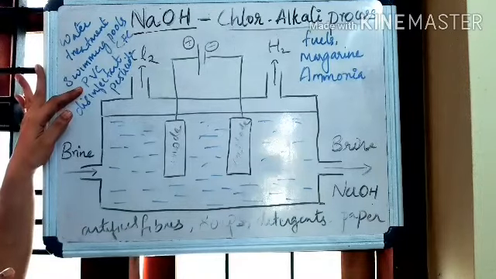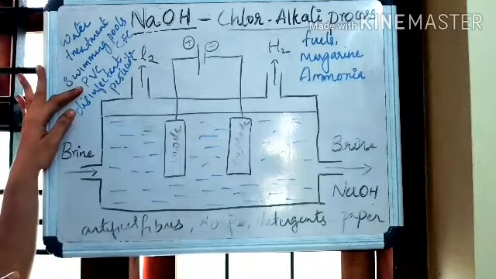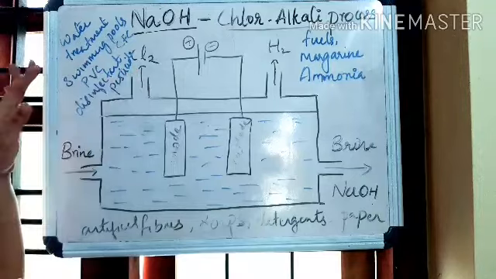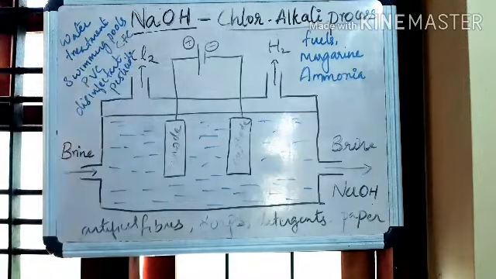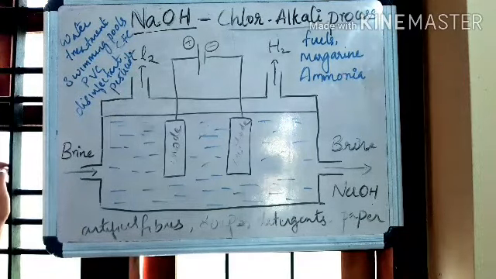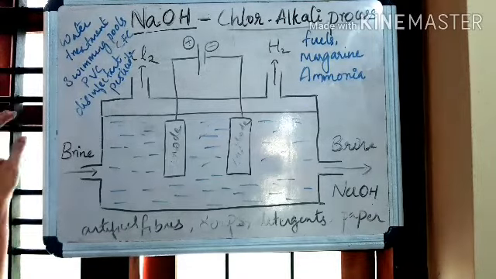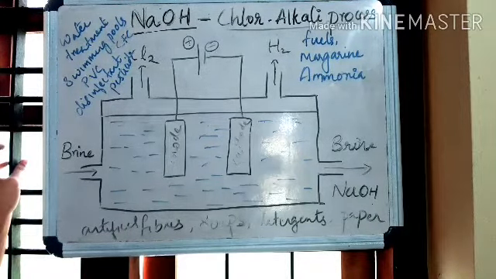Then in the preparation of PVC pipes, PVC is prepared using chlorine itself. Then CFC, chlorofluorocarbon, the CFCs which we are using in our refrigerators and all are prepared using chlorine itself. And chlorine we can use for the preparation of several pesticides also.